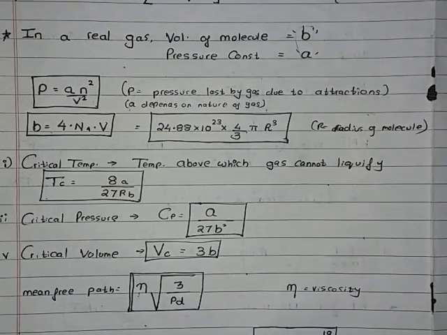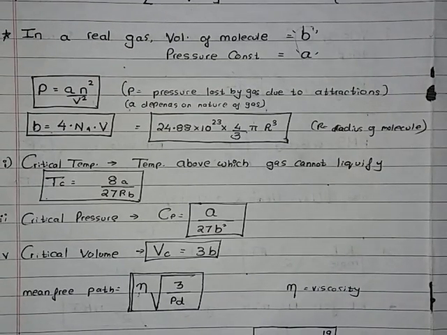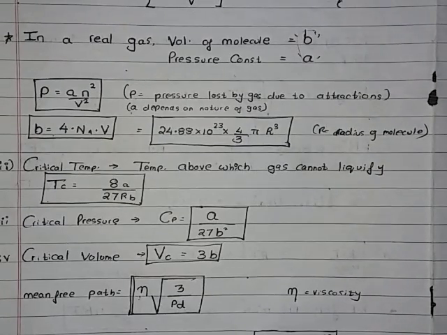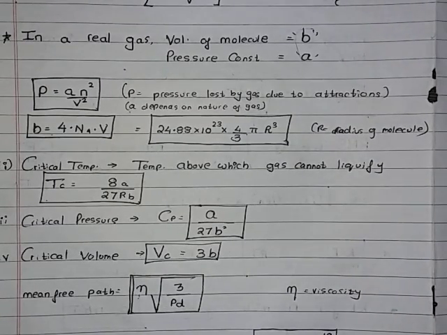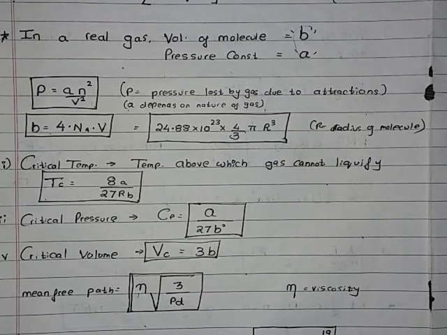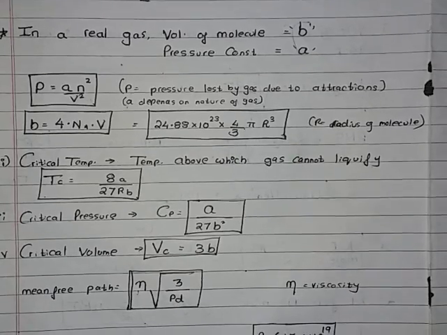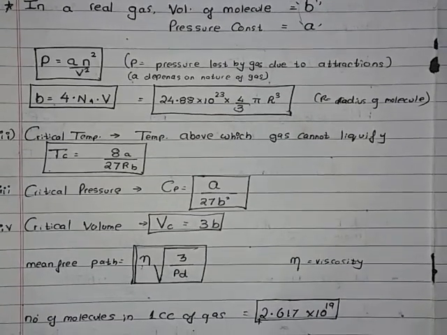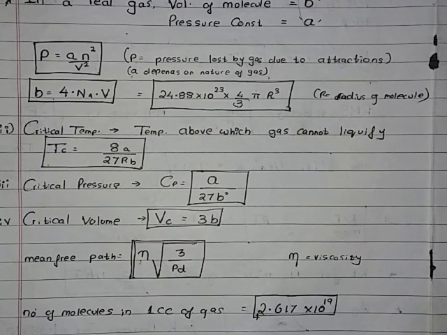And mean free path, I don't know if that matters to you, but mean free path equals eta root 3 upon pd. If you know something about fluid mechanics, eta is the viscosity, the friction applied by the fluid. So eta root 3 upon pd. And the number of molecules of gas in 1 cc, 1 cubic centimeter, is 2.617 × 10^19.